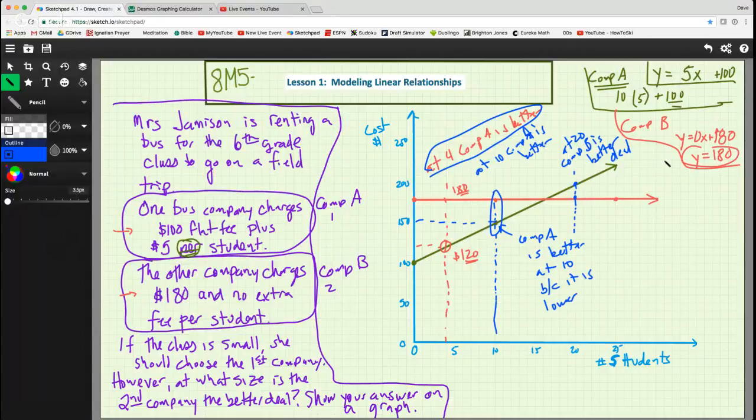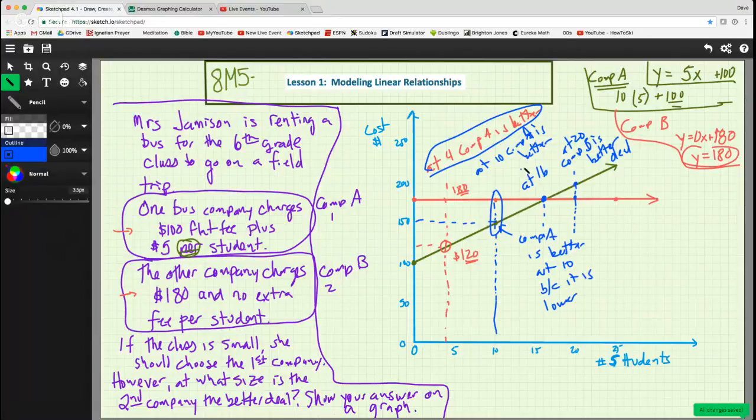So where is it that they are the same? Where do they cost the exact same amount? Well, at 180, let's look here at 180. Right here where they cross, they cost the same amount. And that's at 16.